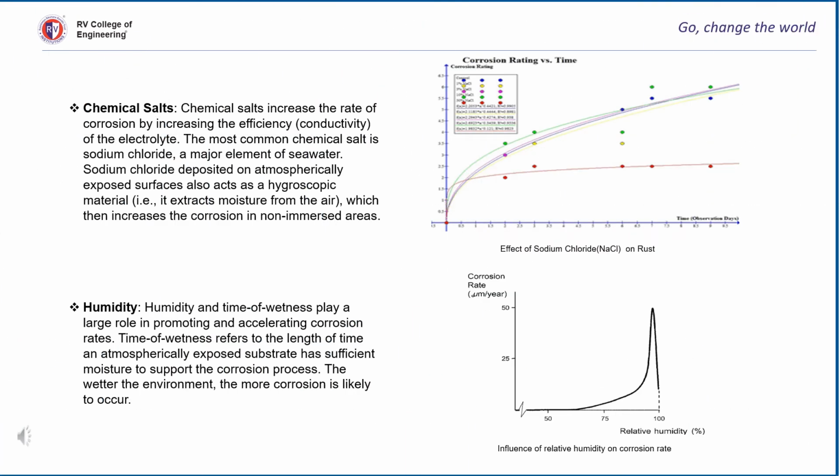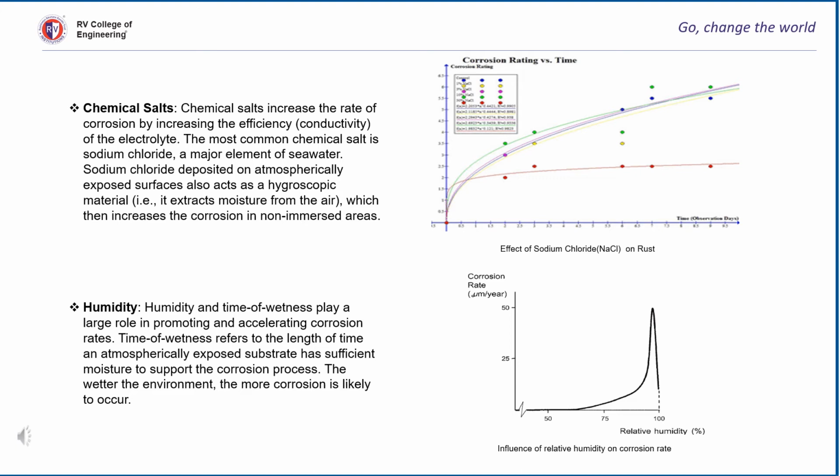Chemical salts. Chemical salts increase the rate of corrosion by increasing the efficiency of the electrolyte. The most common chemical salt is sodium chloride, a major element of seawater. Sodium chloride deposited on atmospherically exposed surfaces also acts as a hygroscopic material, which then increases corrosion in non-immersed areas.